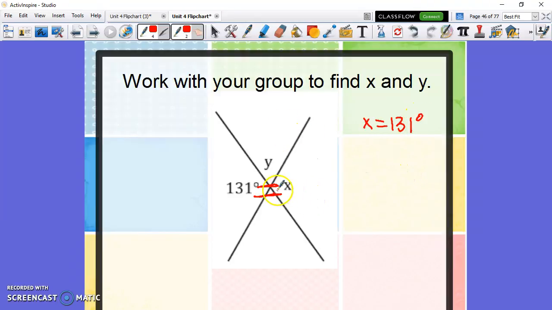Now, once again, if I rotated this and I come over this line, it would be a supplementary angle pair. So these two are going to be equal to 180. So we just put 131 plus y is equal to 180. So then rotate and subtract 131 on each side. And we're going to get that y is actually equal to 41 degrees.